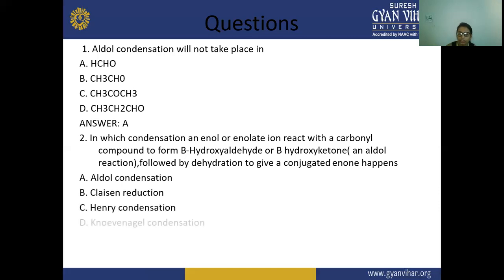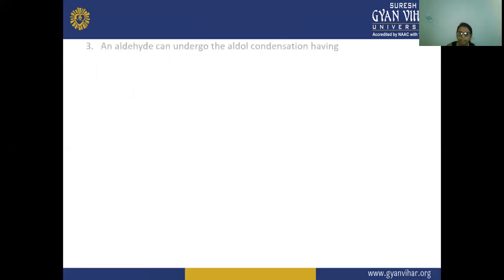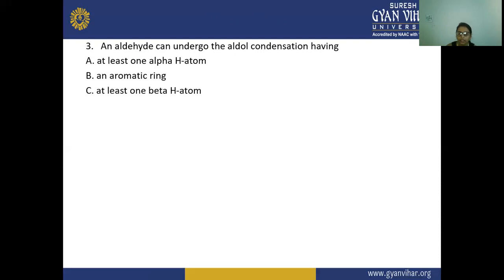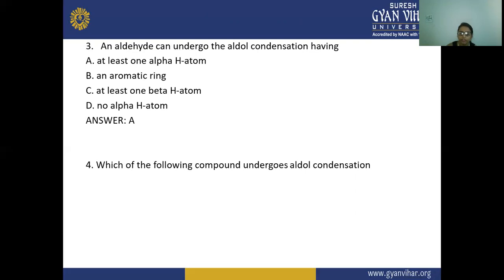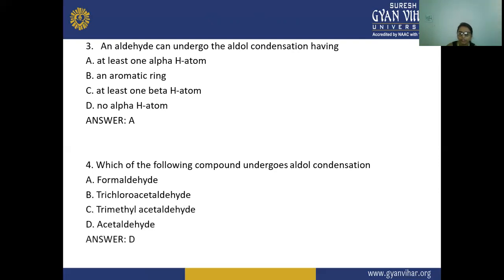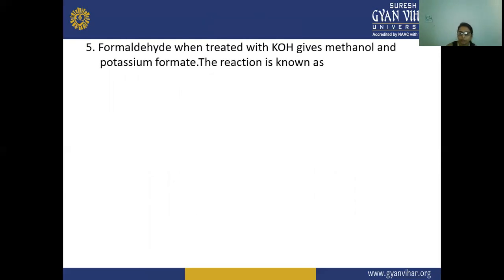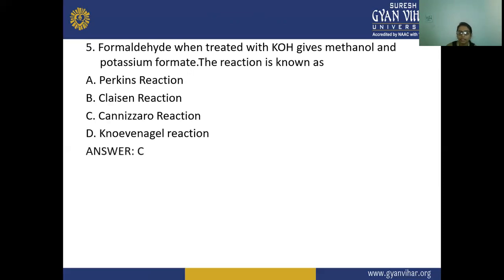That is your aldol condensation, Claisen condensation, Henry condensation, or Knoevenagel condensation. An aldehyde can undergo the aldol condensation having at least one alpha hydrogen atom. Which of the following compounds undergo aldol condensation? Formaldehyde, trichloroacetaldehyde, trimethylacetaldehyde, acetaldehyde. That is your acetaldehyde. Next, formaldehyde when treated with KOH gives methanol and potassium formate. This reaction is known as your Cannizzaro reaction.